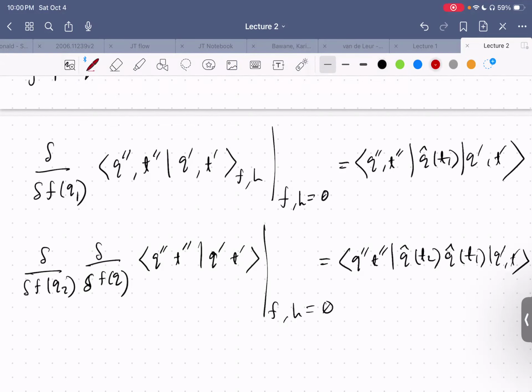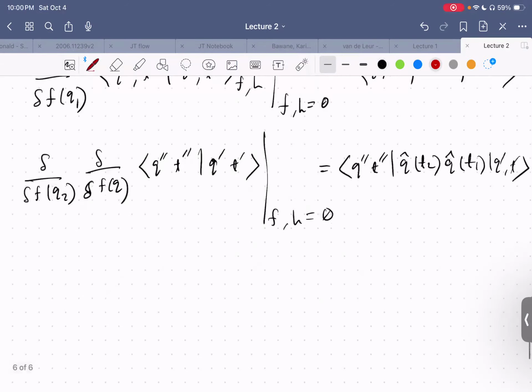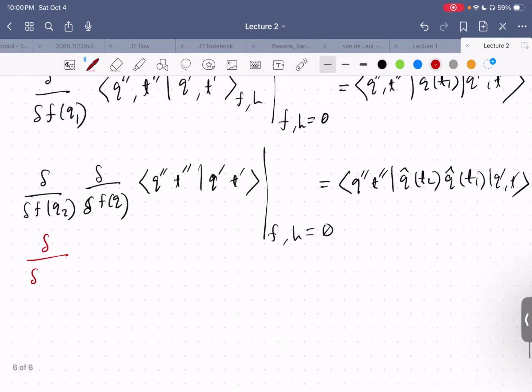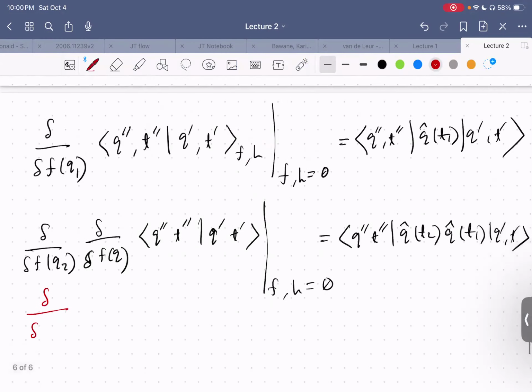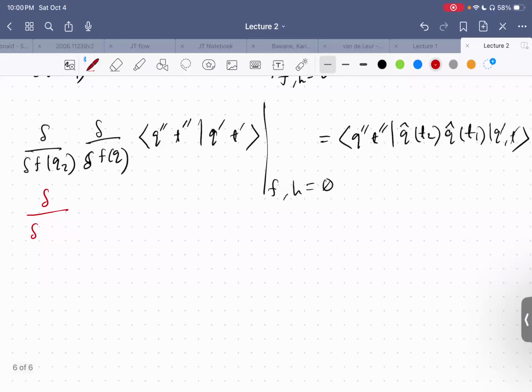Right? And similarly, if you take the derivative with respect to the other arbitrary function h, which was the coefficient of p, you can already guess what will happen. You simply insert p hat at time t2, right? So notice what is happening here. You can cook up any operator insertion at different times. There can be arbitrarily complicated operators.